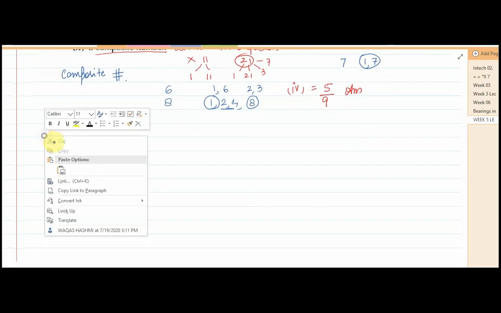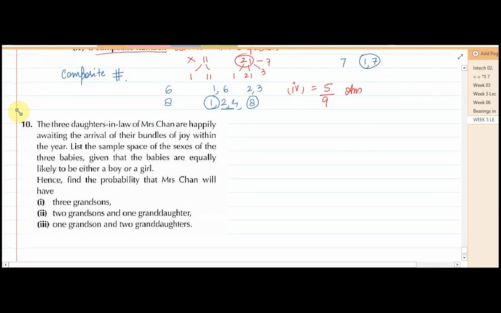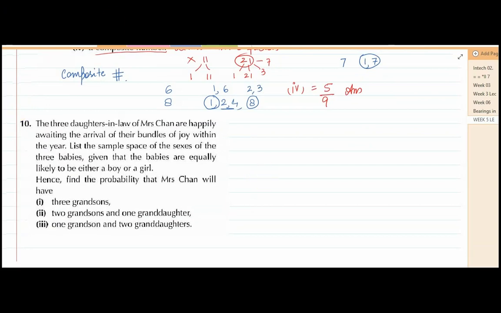I hope now you have an idea regarding composite numbers and how we are using the sample space to find the probability, right? The question says, the 3 daughters-in-law of Mrs. Chen are happily awaiting the arrival of their bundles of joy within the year. List the sample space of the sexes of the 3 babies, given that the babies are equally likely to be either a boy or a girl. Hence, find the probability that Mrs. Chen will have 3 grandsons, 2 grandsons and 1 granddaughter, 1 grandson and 2 granddaughters.